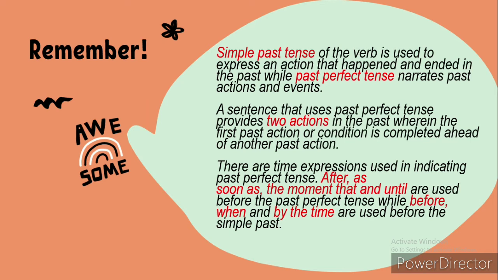Always remember that simple past tense of the verb is used to express an action that happened and ended in the past, while past perfect tense narrates past actions and events. A sentence that uses past perfect tense provides two actions in the past, wherein the first past action or condition is completed ahead of another past action. There are time expressions used in indicating past perfect tense. After, as soon as, the moment that, and until are used before the past perfect tense, while before, when, and by the time are used before the simple past.